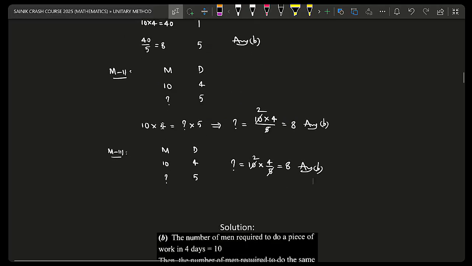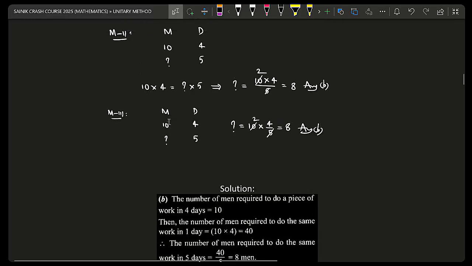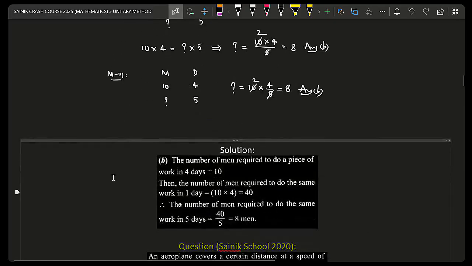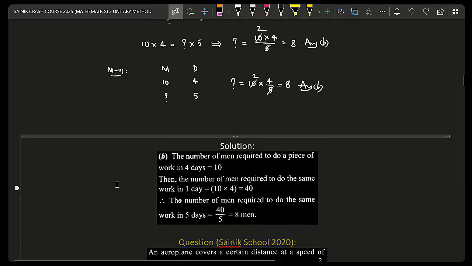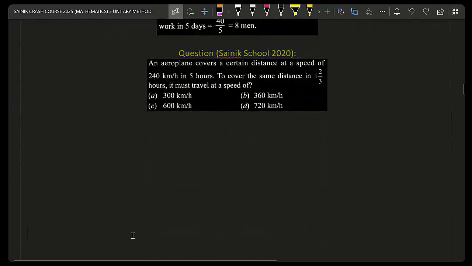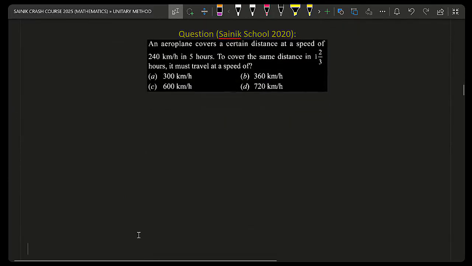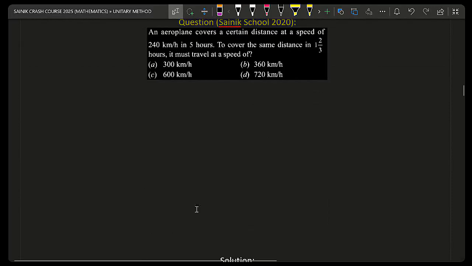Okay, next question. So the textual solution we already solved using method number 1. Now next question. Everybody has to be involved in this class today because it is a very simple topic.